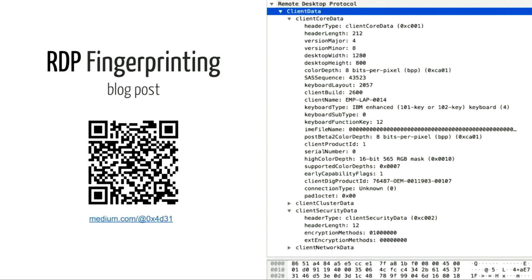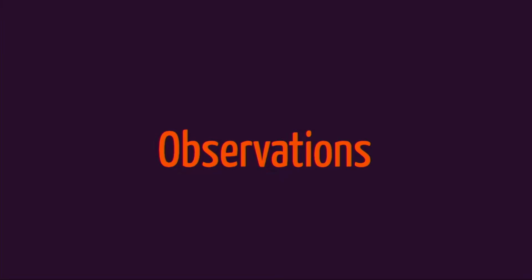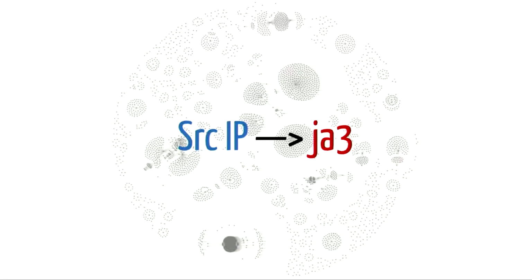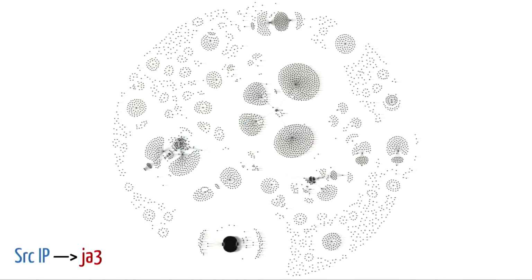Let's now have a look at some observations. These are some logs I captured on my honeypots over about 2 years now. I started collecting fingerprints for TLS, SSH, RDP, and many other protocols from my honeypots, and I started visualizing them by creating a graph connecting the source IP to the fingerprints. In this case, which is for TLS, source IP to JA3. So this was the result.